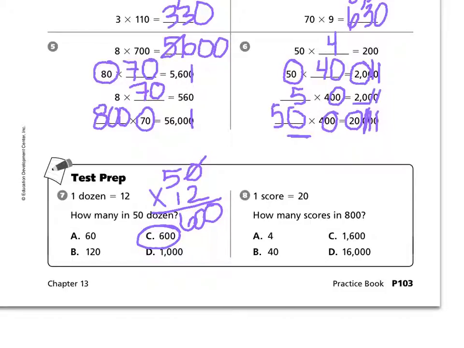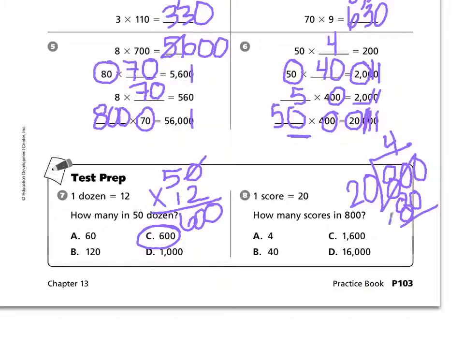1 score equals 20. How many scores is in 800? So I'm going to take 800 and I'm going to divide it by 20. 20 goes into 80 4 times. 4 times 20 is going to be 80. I'm going to subtract it and get 0. Bring down a 0. It goes in 0 times. 40 times 20 would equal 800, so I know that that would be 40. Remember to show some of your work.